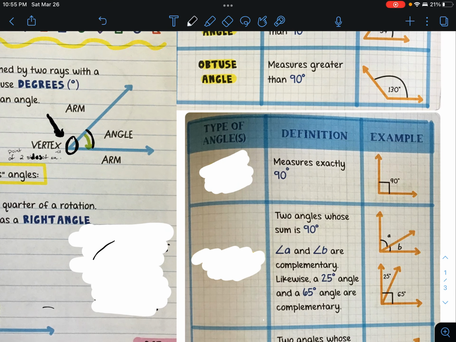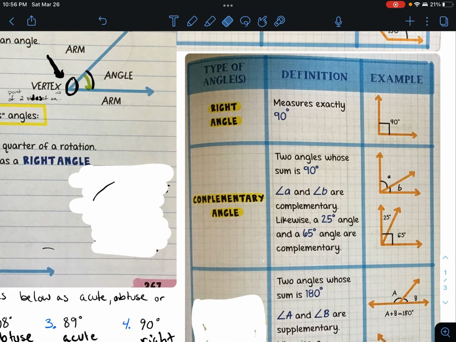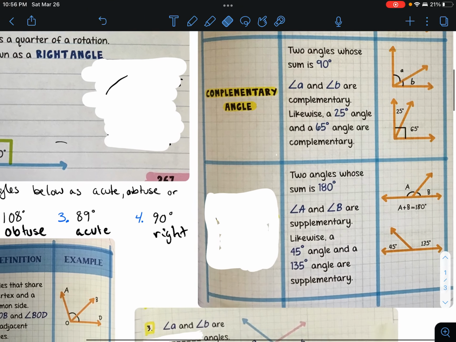So once again, by definition a right angle measures exactly 90. Now two angles whose sum is 90, so two angles that make a right angle, A and B, are complementary. Likewise, a 25-degree angle and a 65-degree angle are complementary. So these are complementary angles: two angles that when you add them up form a 90-degree angle, or two angles made by splitting a 90-degree angle.